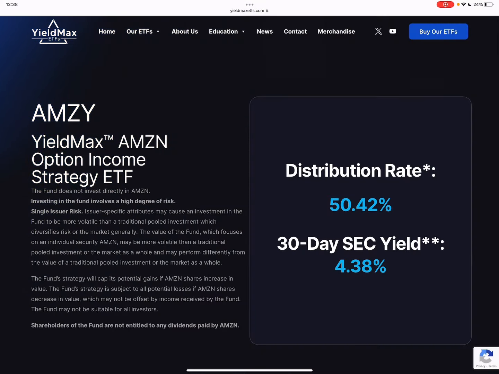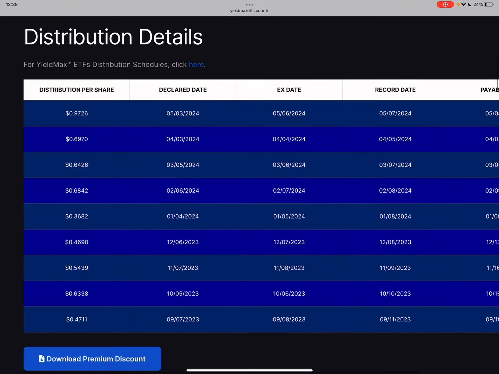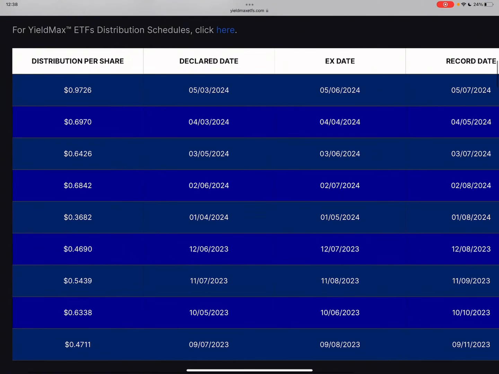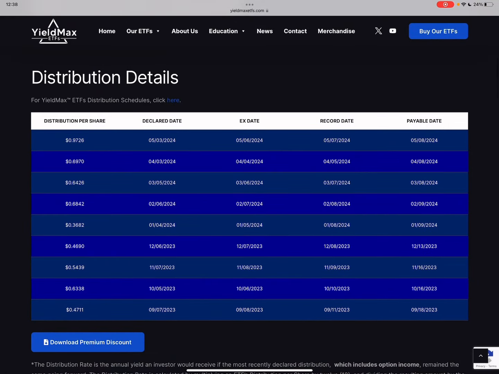So if we look at AMZY, they are now yielding 50%, a little bit less than YBIT here. And their distribution looks like it has been growing pretty nicely. So AMZY, I think, is looking pretty good.